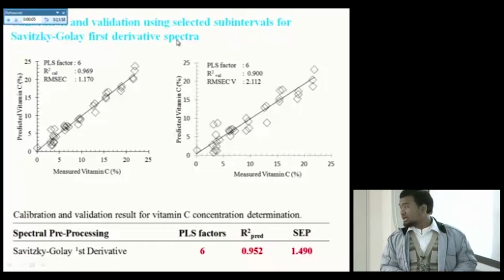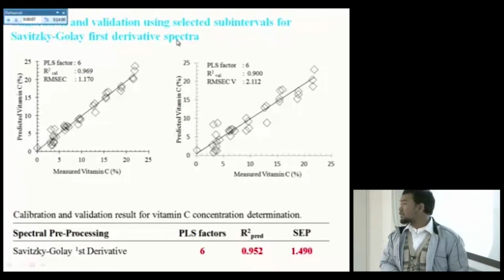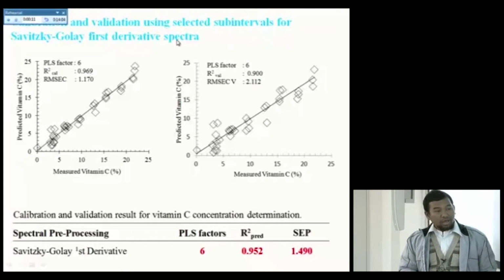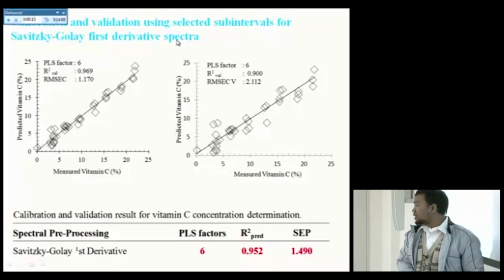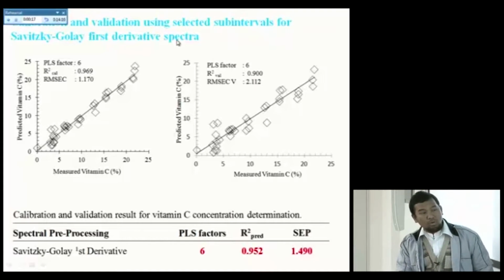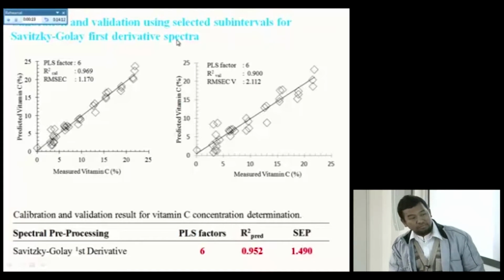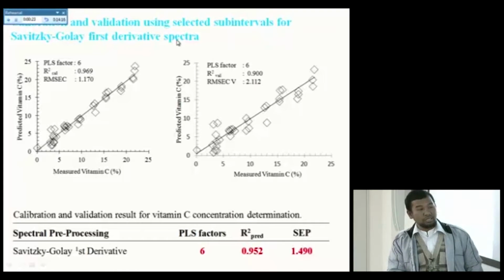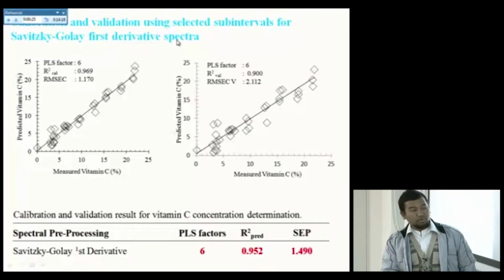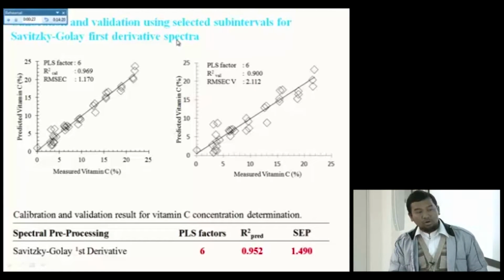So the IPLS model has only 6 PLS factors. It's fewer than the full spectrum. And look at the SEP. The SEP is improved, better than the full spectrum, only 1.490. And of course, the coefficient of determination of prediction is higher, improved from the previous one. It's 0.952.